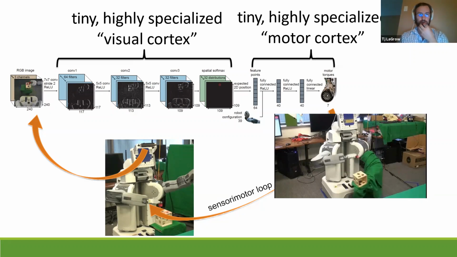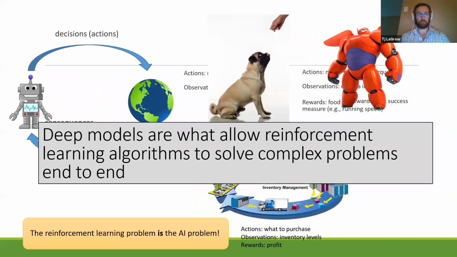But essentially, it is trying to do a full loop of both actions visually and some kind of movement or new action in the future. And so these deep models allow reinforcement learning to solve these complex problems end to end, which is the real crux. We want to be able to have one image or an input be able to decide from our model what's going to happen next.